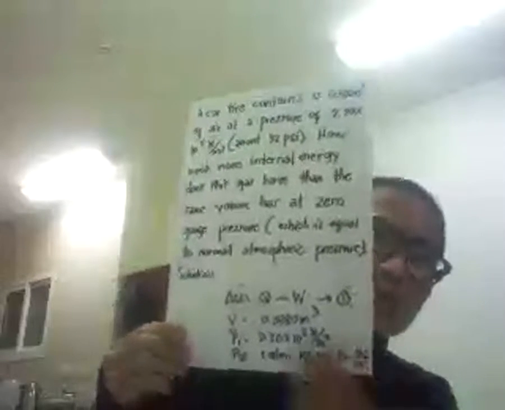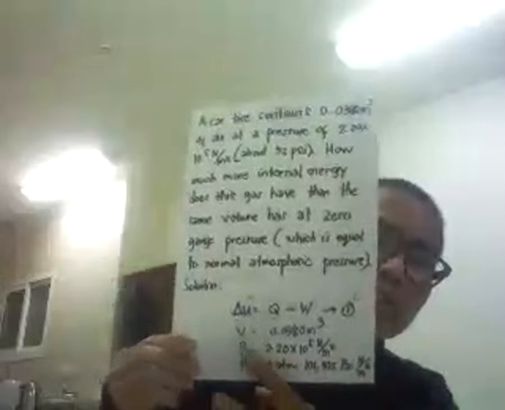Okay, this is the solution here. Okay, demonstrate this first. A car tire contains 0.0380 cubic meter of air at a pressure of 2.20 times 10 to the 5 Newton per square meter above 32 psi. How much more internal energy does this gas have in the same volume as at zero gauge pressure, which is equal to normal atmospheric pressure?